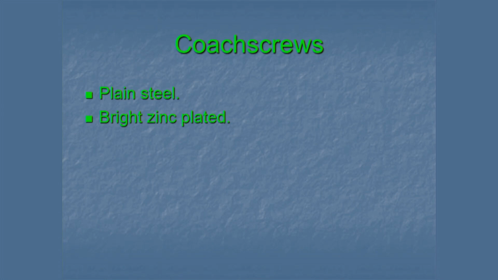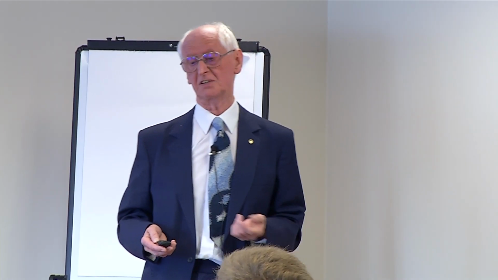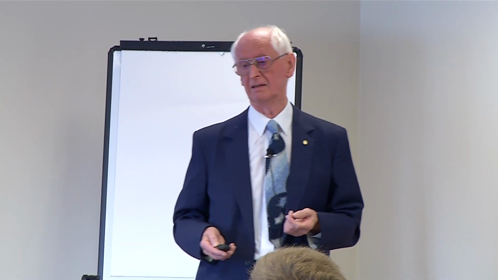So you can get plain steel ones. You'll find them in old buildings. Very rare to find them in a modern building. The ones that are sold these days are either BZP or stainless steel. Hot dip galvanised ones, I've seen them occasionally, but not very often. Stainless ones you can get quite readily.